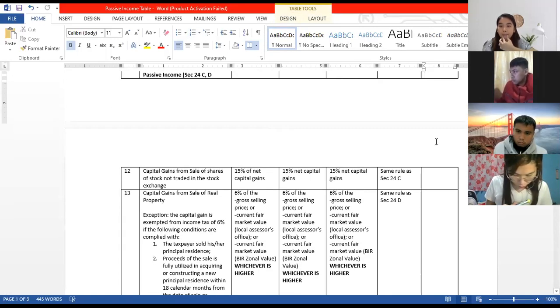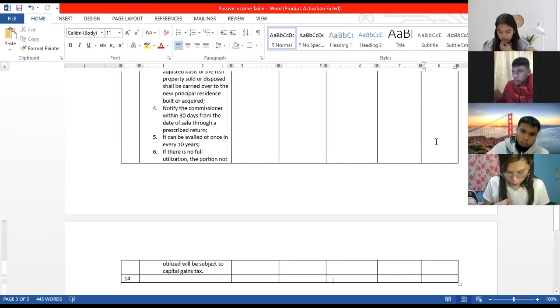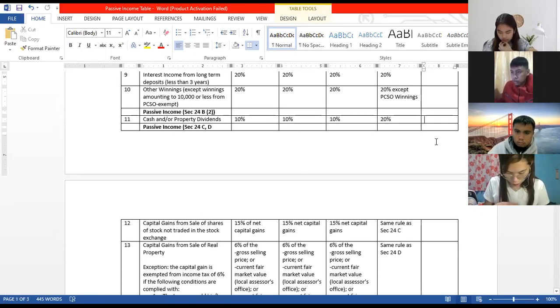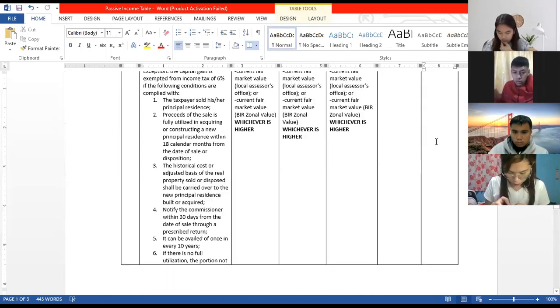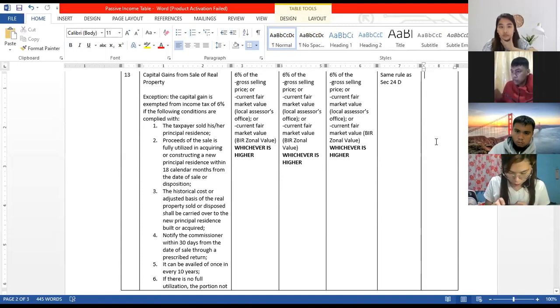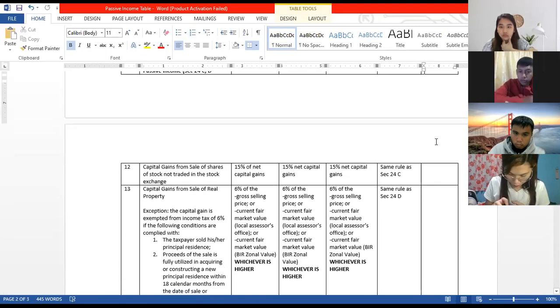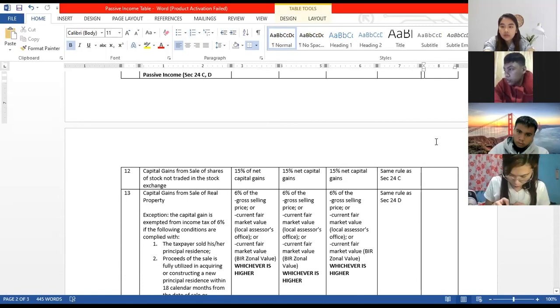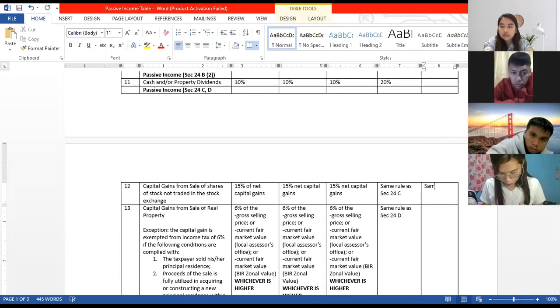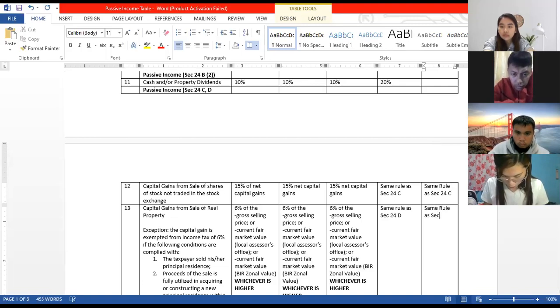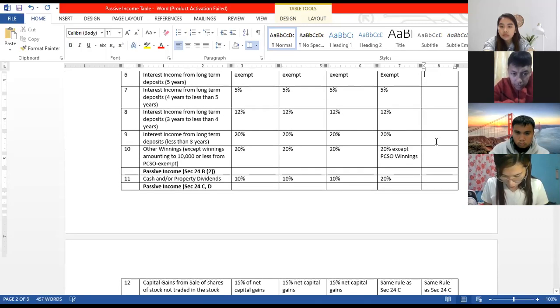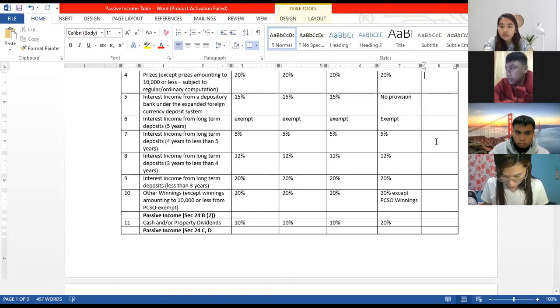However, under second sentence of paragraph B, it is provided here that with respect to capital gains from the sale of shares and real property, ang mag-a-apply ay Section 24, C and D. Okay? So, lagyan natin dito na same rule as Section 24, C. Okay? Naintindihan?